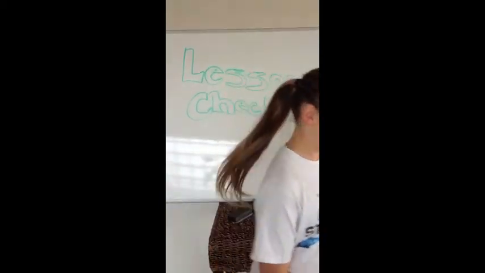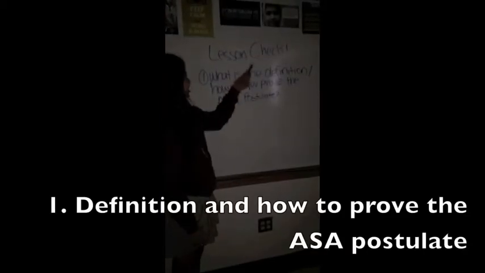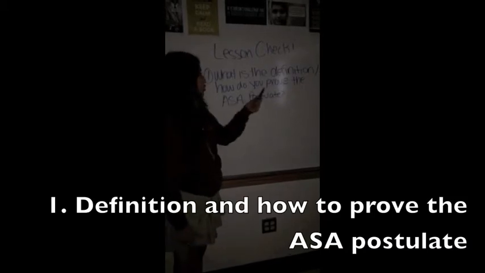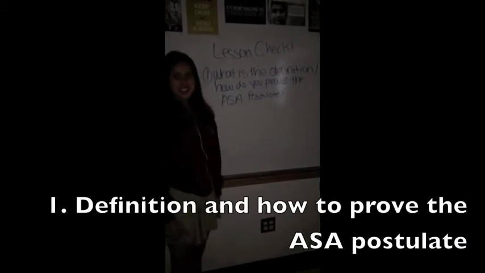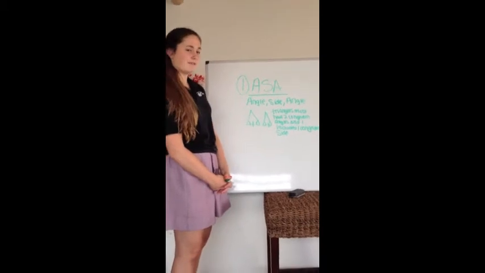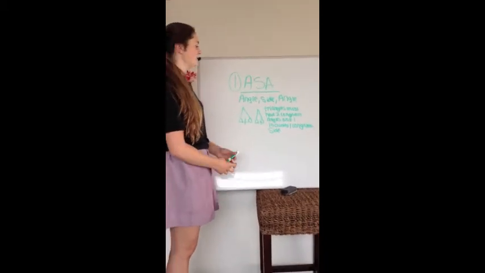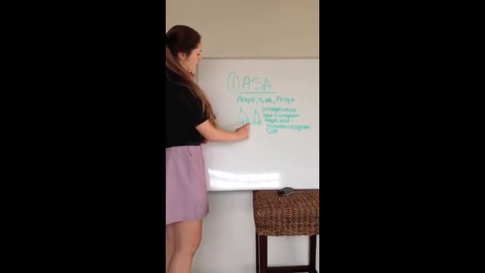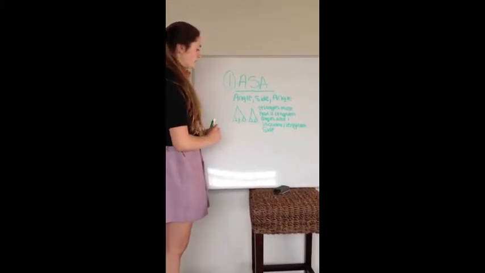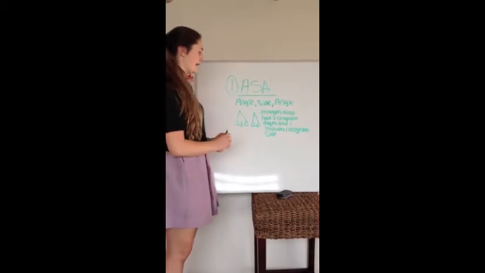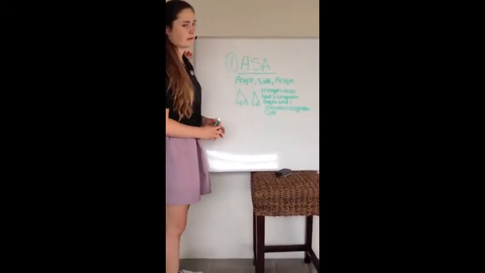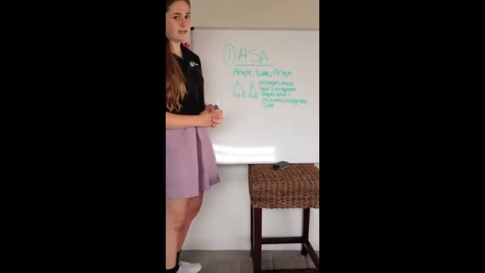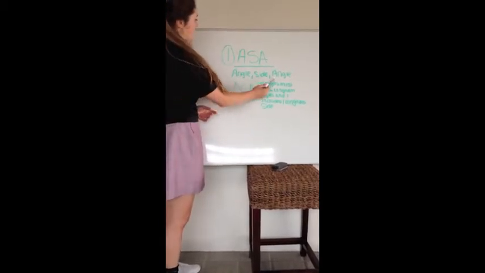Lesson check. Number 1. What is the definition and how do you prove the ASA postulate? Here, problem 1 is the definition of ASA, and that is that triangles must have two congruent angles and one included and congruent side in both triangles. And what it stands for is angle, side, angle.